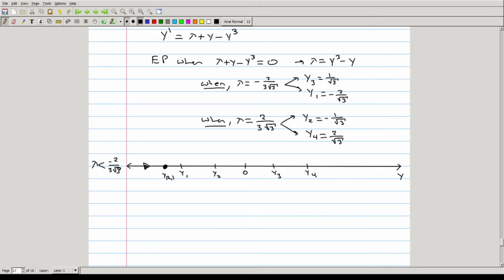So for values of y less than yr1, this function is going to be positive, and for all values of y greater than yr1, this function is going to be negative. So the root of this polynomial when lambda is less than negative 2 over 3 root 3 is going to be an asymptotically stable equilibrium value.